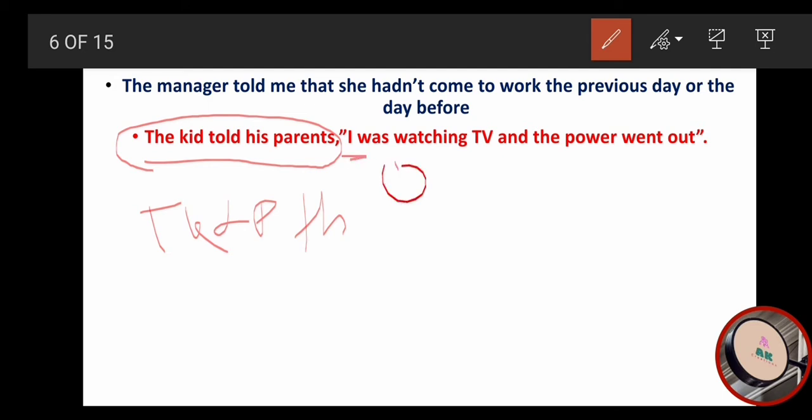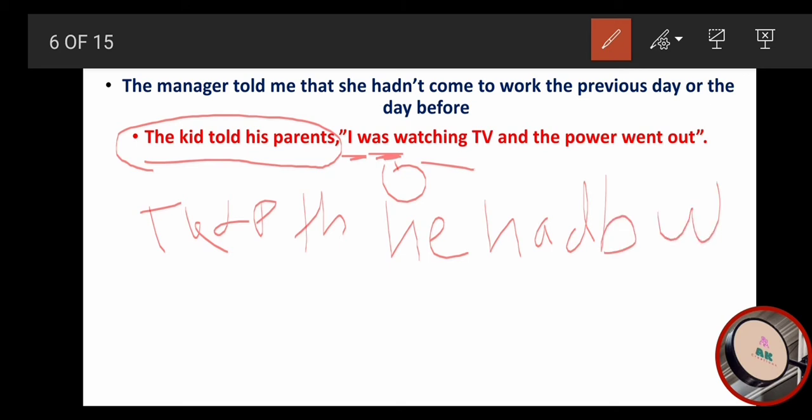The first rule, pronoun, yes. So he. Okay? The kid told his parents that he was watching TV. Was is already a past tense, so you have to change that into the past perfect tense. Watching is a continuous tense, right? So I had been watching. Why? Because was watching is a past continuous tense.